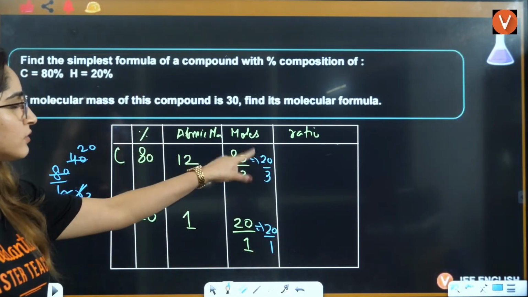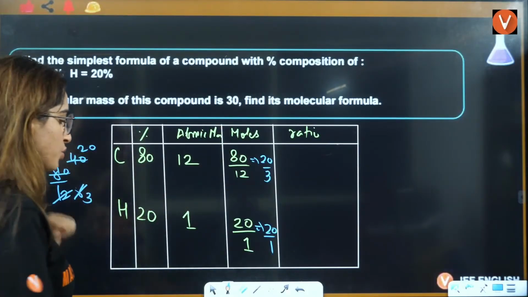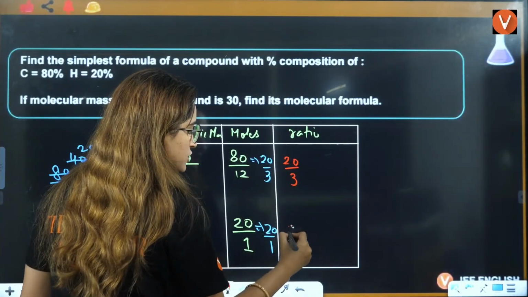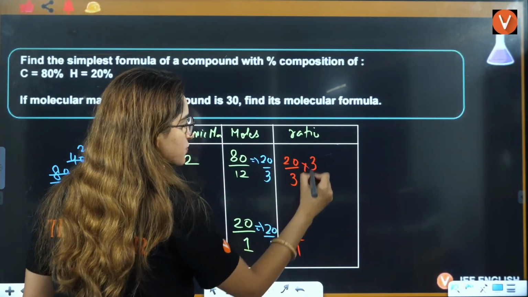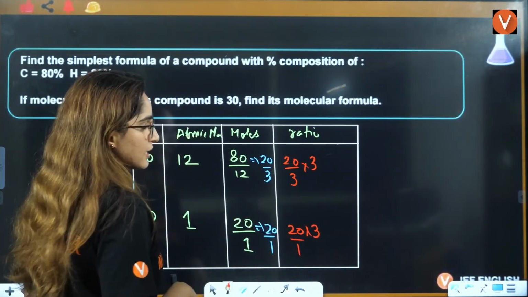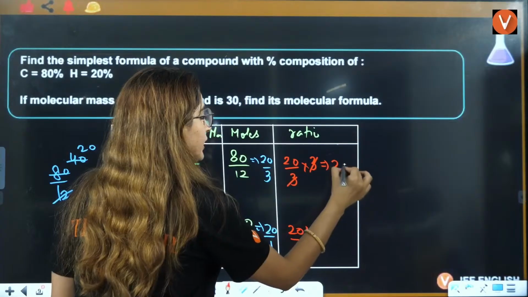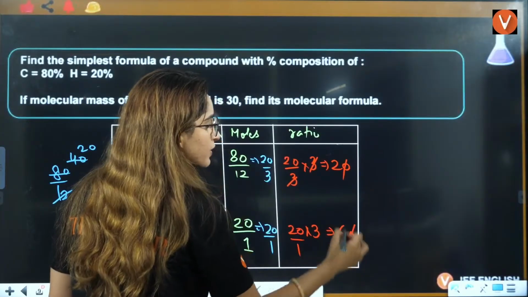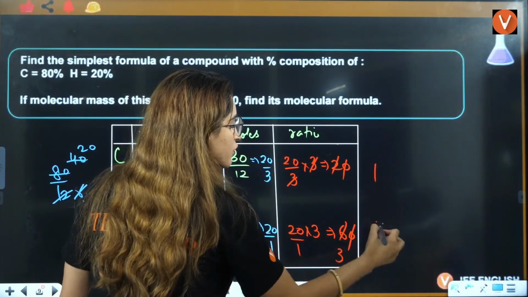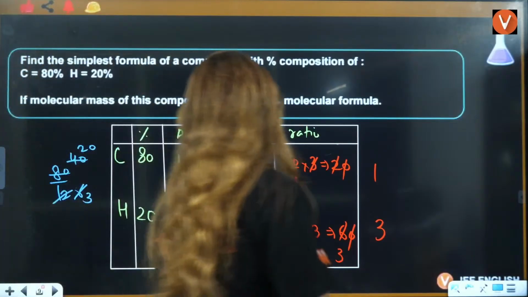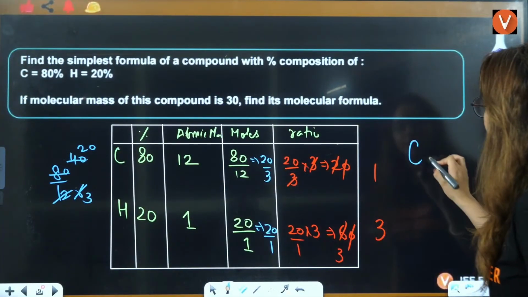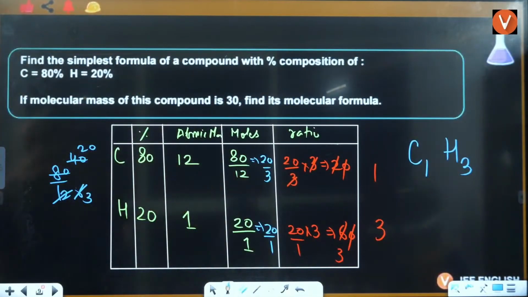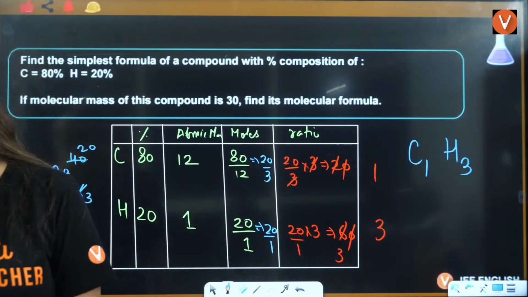So if I want to calculate the simplest whole number ratio, this is 20 by 3, this is 20 by 1. I multiply this with 3, I multiply this with 3, right? Now this will become 20, this will become 60. Now when you calculate the ratio here, 0, 0 will cancel, this is 2, this is 3, so it will be 1 ratio 3, right? So can I say the empirical formula is going to be C1H3, right? What I did by applying maths, I just solved this question this way, right?